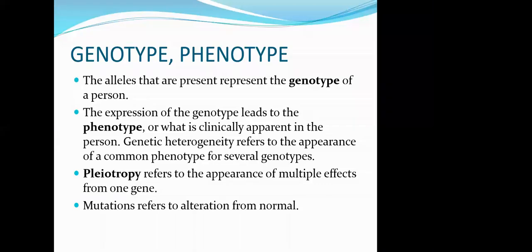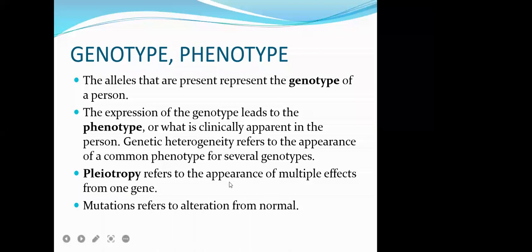So let's go back again. What's a genotype? The genes that you have that represent a certain condition are referred to as the genotype. When it expresses itself, this is referred to as the phenotype. So that's what's clinically apparent. But remember, whatever you have as a gene, as a genotype, is not always presenting itself. This is because of the interplay between the genotype and the environment.